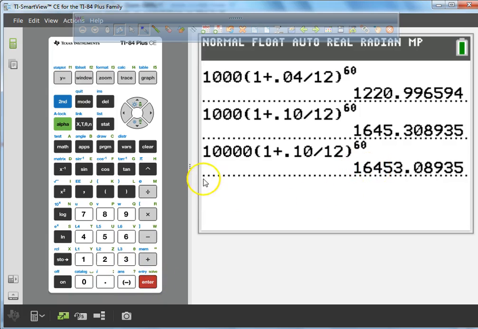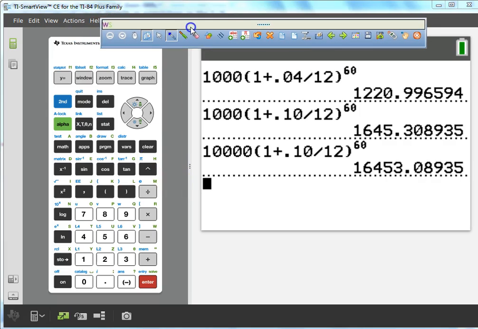Okay? So we're going to talk more about compound interest tomorrow, all right? And how it will work for you if you wait long enough. Y'all have a good day.